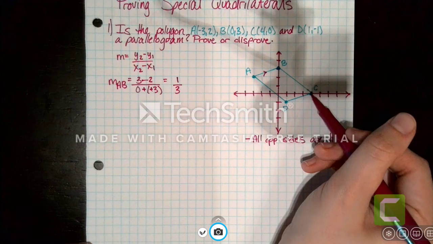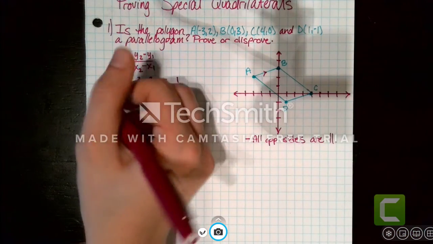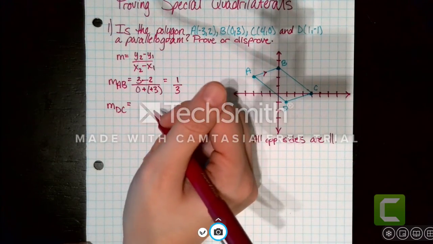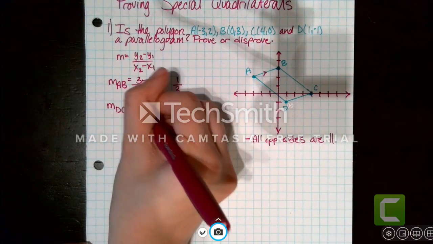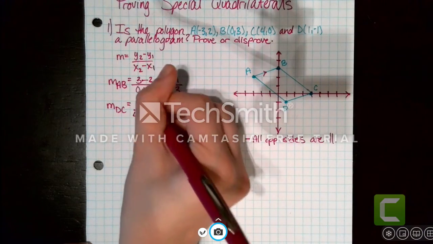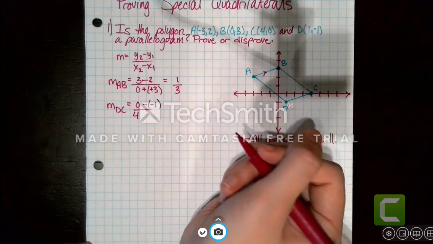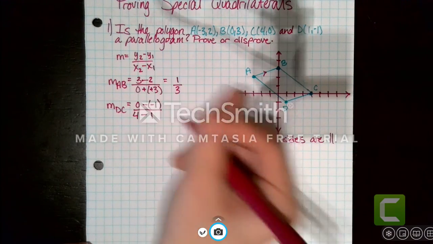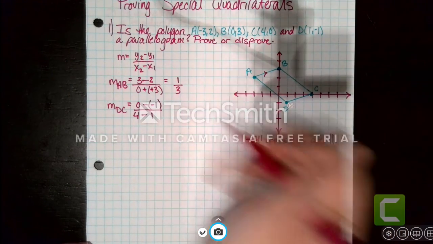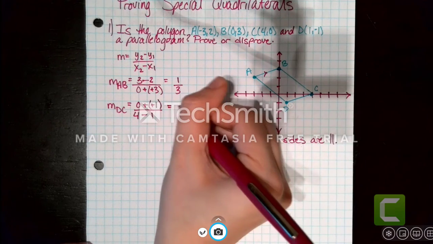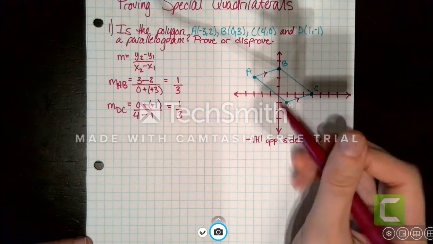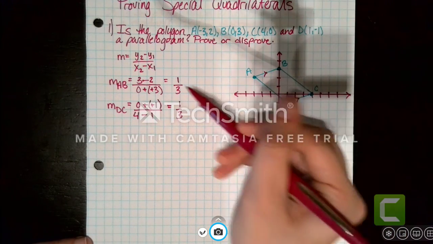So we need to see if DC is also 1/3 for its slope. MDC will be written as 0 over 4, and then minus -1, and minus 1. You should have 0 minus -1 up top, 4 minus 1 on the bottom. And when you solve, you'll have a slope of 1/3. Using the slope formula, we just proved that AB is parallel to DC because they both have the same slopes.